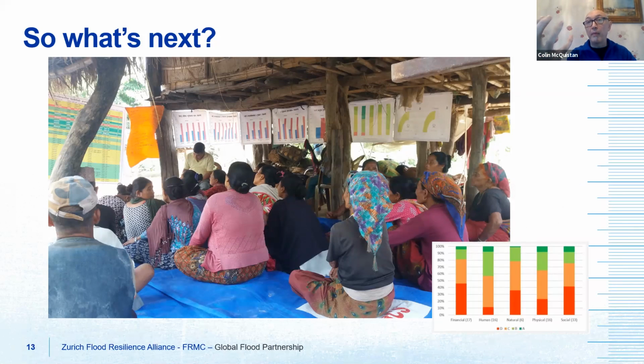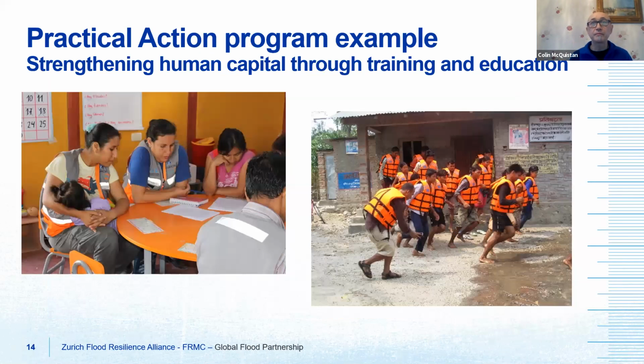And here is just a simple bar chart with green being A, red being D, to give the community an insight into how they compare on a particular source across the different capitals. And it really is a way to help the community to try and understand what resilience looks like and where they can work, where they can't work, and what they need to do.